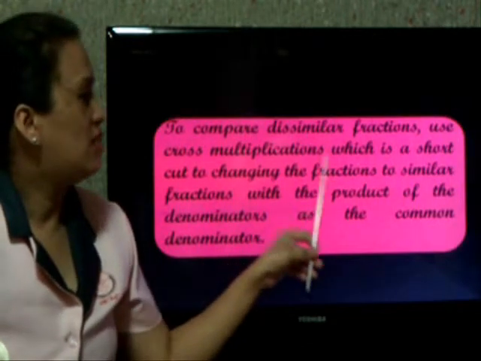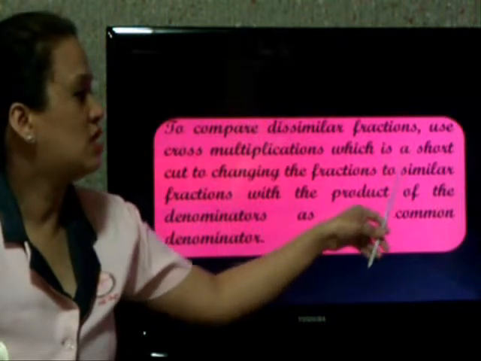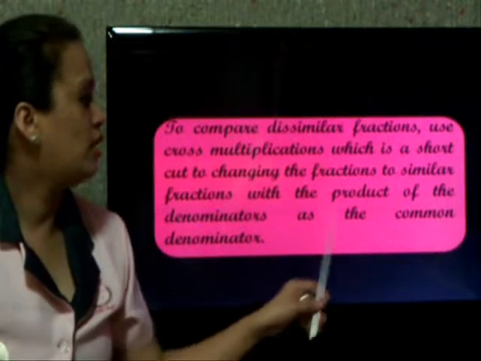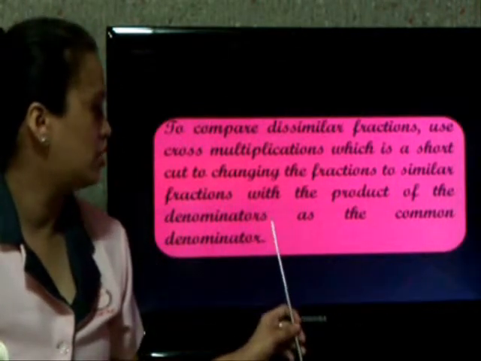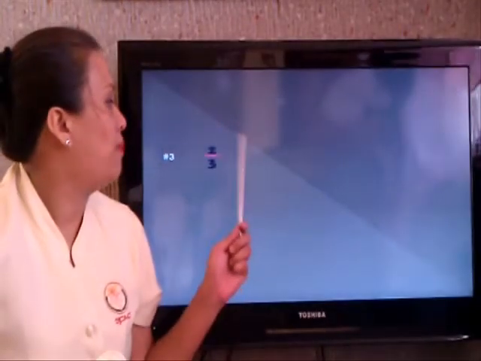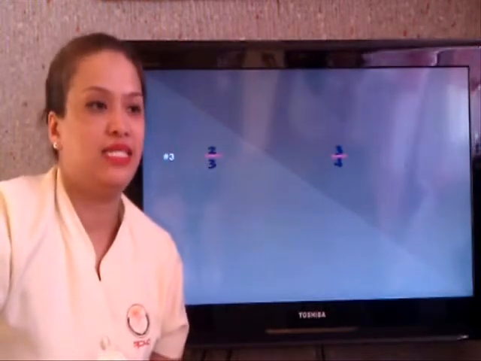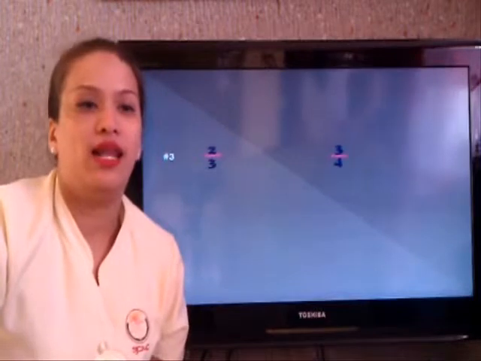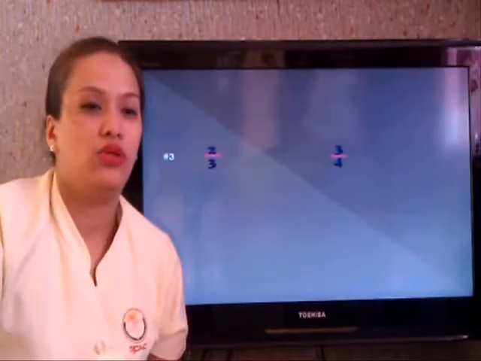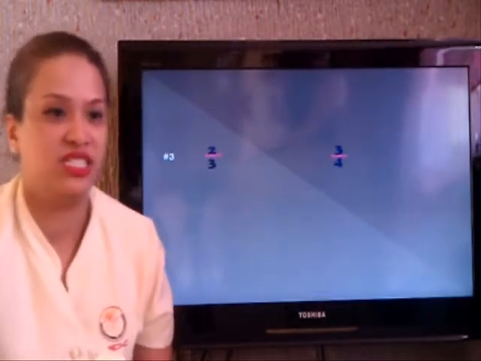Now, to compare dissimilar fractions, use cross multiplication, which is a shortcut to changing the fractions to similar fractions with the product of the denominators as the common denominator. Now, we will compare 2/3 and 3/4. What will we do in this case? It will be a lot easier if our denominators are the same. So we can just compare the numerators.